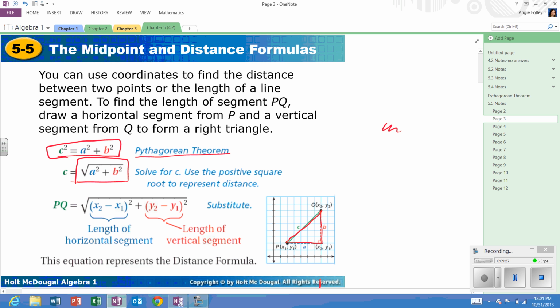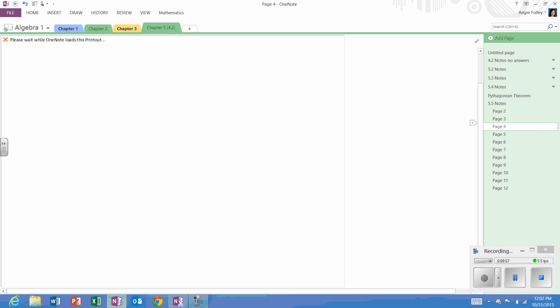And then finally, when we plug that into our formula, the length A is actually the difference of your X values because it runs horizontally. X runs horizontally, so it's your X2 minus your X1. And then the distance of your B is actually just the distance between your Y values since it runs up and down. So that's why it's Y2 minus Y1. So this is our formula we're going to use to actually find the distance.